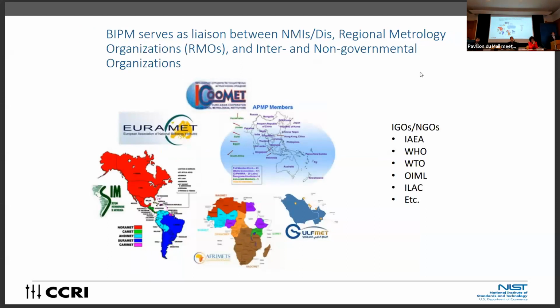The BIPM also serves as a liaison between the National Metrology Institutes and the DIs, the designated institutes, as well as the regional metrology organizations and several intergovernmental and non-governmental organizations. Some of those would be, for example, the IAEA, the International Atomic Energy Agency, the WHO, the World Trade Organization, and many others.